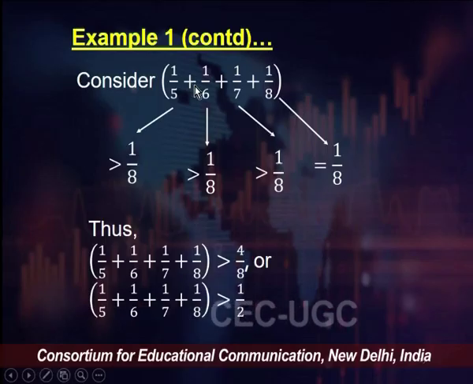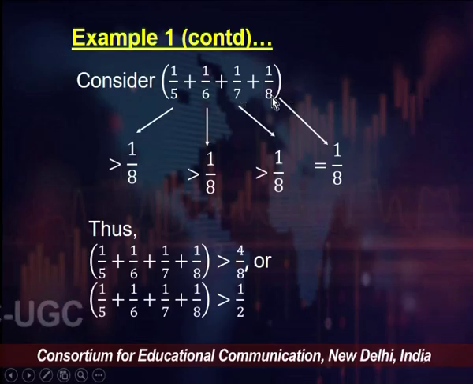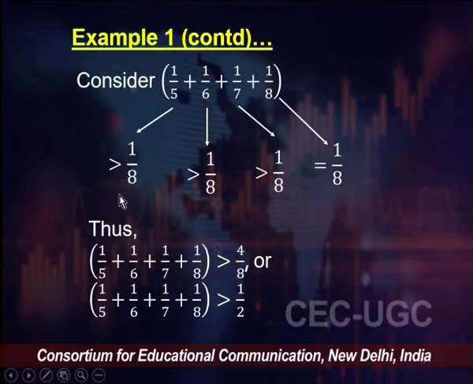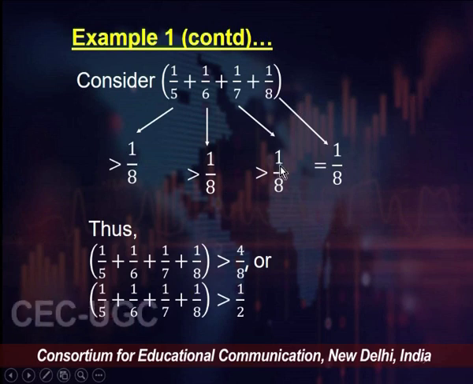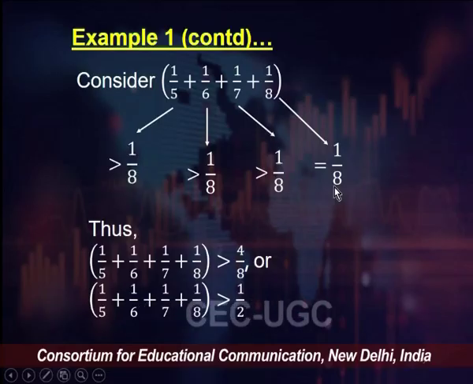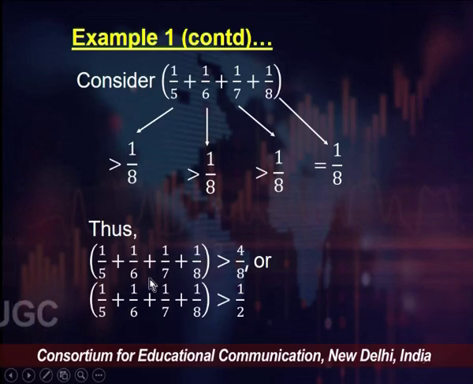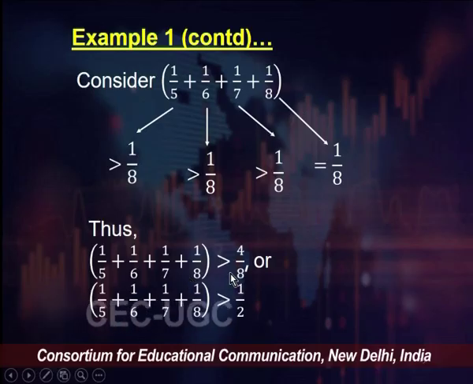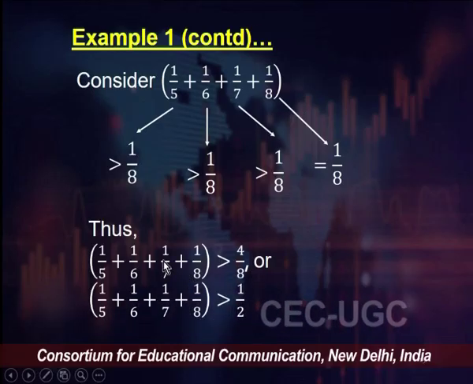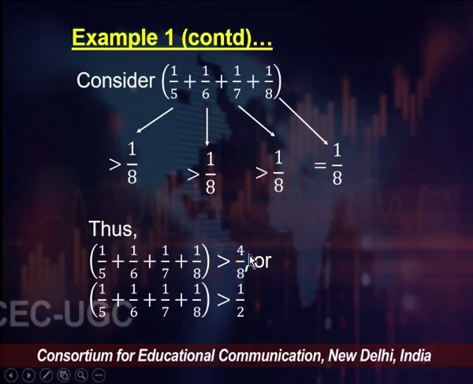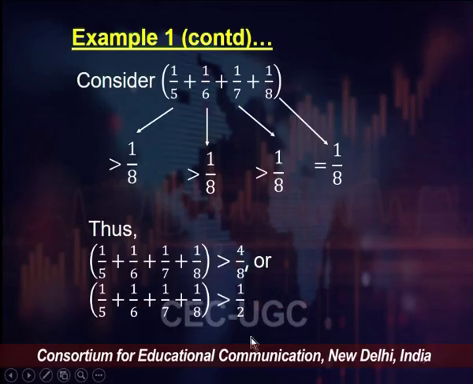Now let's look at the second set of parentheses, where you have 4 terms. Here the last term is 1 by 8. Start by taking the last term as the reference. So 1 by 5 is greater than 1 by 8, 1 by 6 is greater than 1 by 8, 1 by 7 is greater than 1 by 8, and 1 by 8 is equal to 1 by 8. So we have 3 terms which are greater than 1 by 8. So can I say that 1 by 5 plus 1 by 6 plus 1 by 7 plus 1 by 8 together will be more than 4 by 8, because you have 4 terms, 3 of which are strictly greater than 1 by 8 and 1 is exactly equal to 1 by 8. So all 4 together will be strictly greater than 4 by 8, or strictly greater than half.